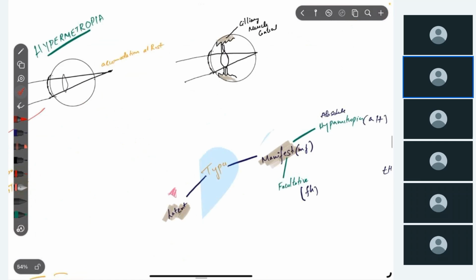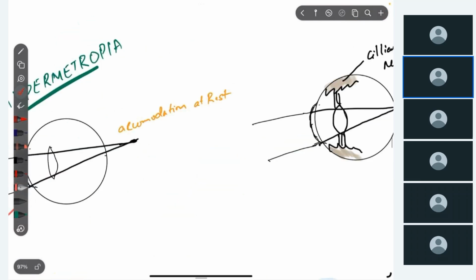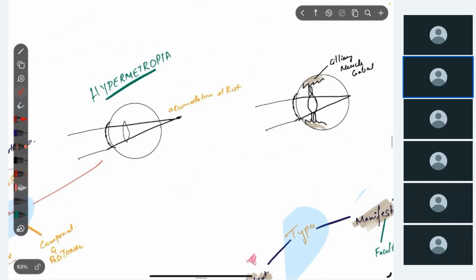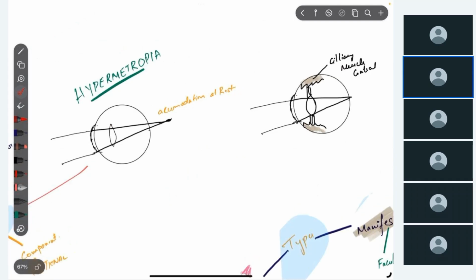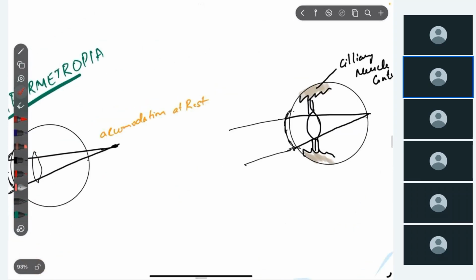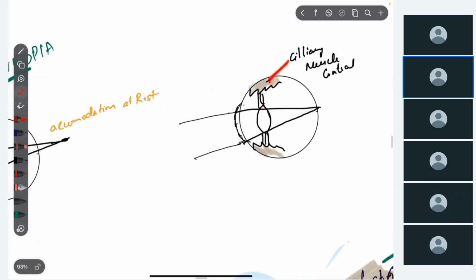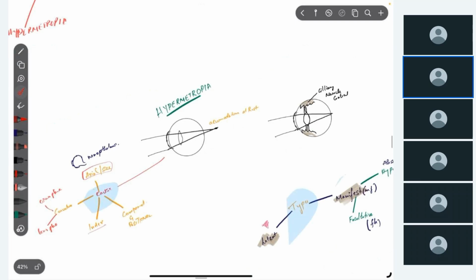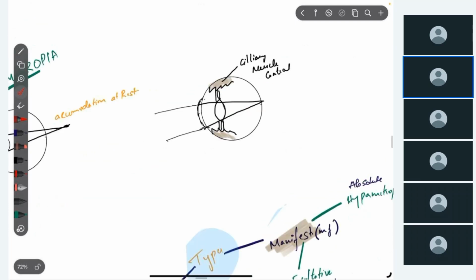Why did I say that accommodation should be at rest? This is because if the accommodation is not at rest, the eye will try to overcome this refractive error by contracting its ciliary muscles, thereby increasing the power of the lens. That's why while checking for hypermetropia in these patients, you need to use a cycloplegic like atropine, which will paralyze these muscles, and thereby you get a proper power for that patient.